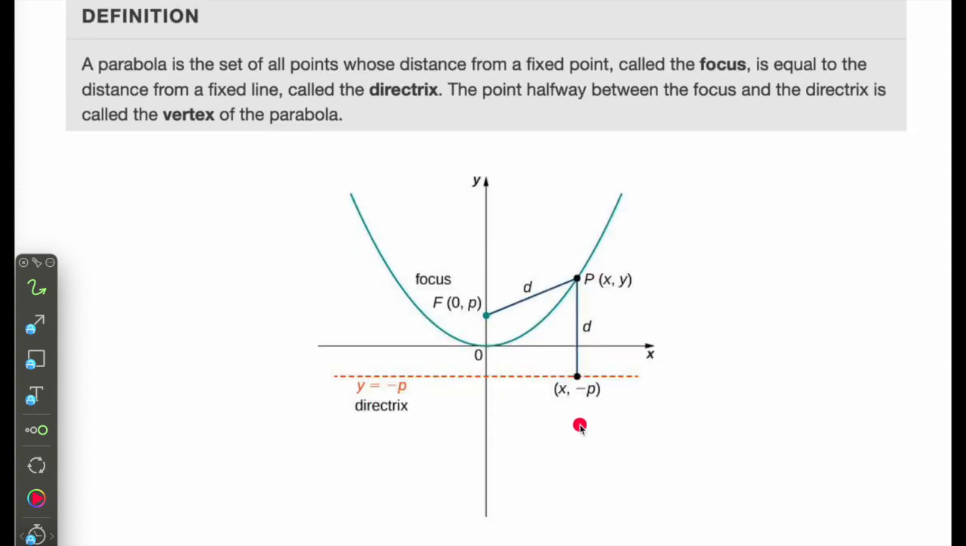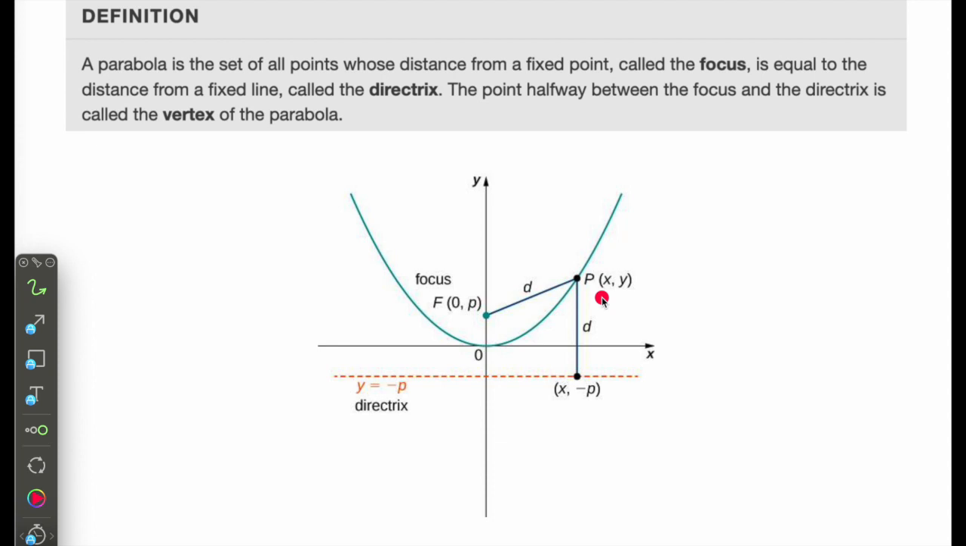Something that's not shown on this picture here is the axis of symmetry. The axis of symmetry is the line that passes through the vertex. In this case, it would be a vertical line because the parabola is concave up. If it was facing sideways, then the directrix would be vertical and the axis of symmetry would be horizontal. But in any case, the axis of symmetry is the line that passes through the vertex that cuts that parabola in half.